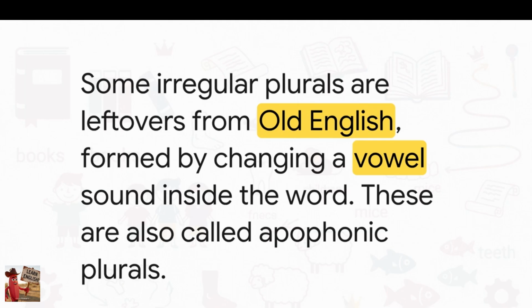So way back in Old English, hundreds of years ago, you'd add an ending to make something plural. But for some words, adding that ending also made the vowel sound in the middle of the word change. And here's the crazy part. Over time, the ending dropped off, but that changed vowel, it stuck around. That became the new way to show it was plural.